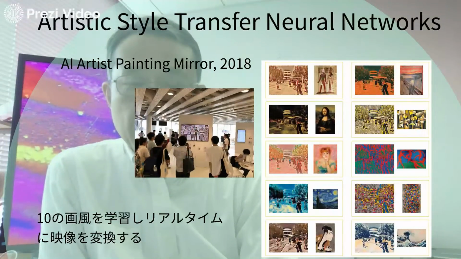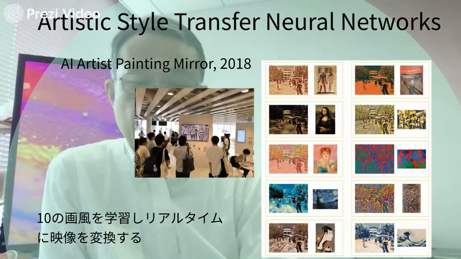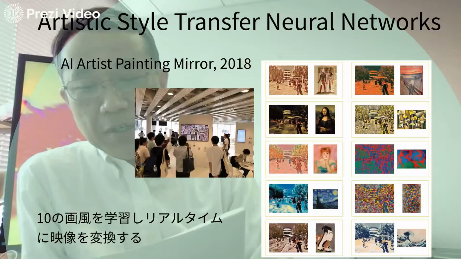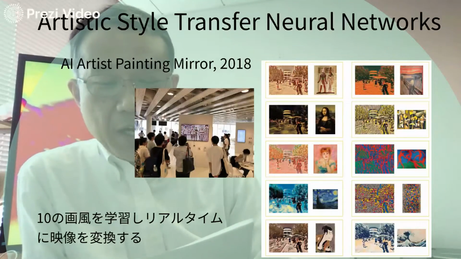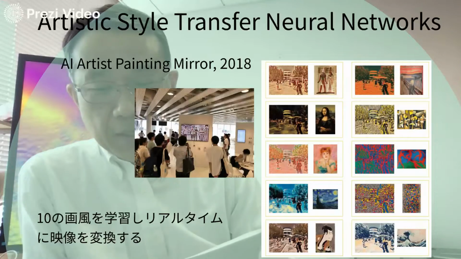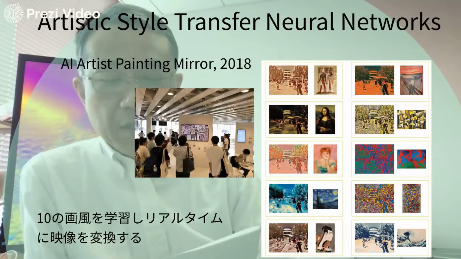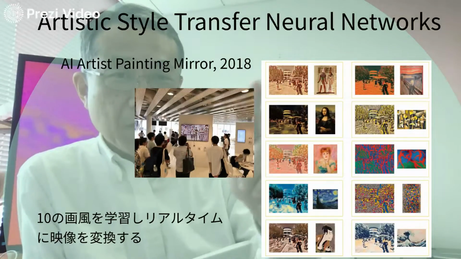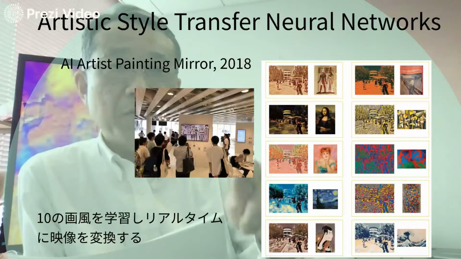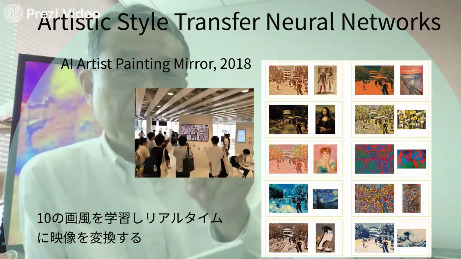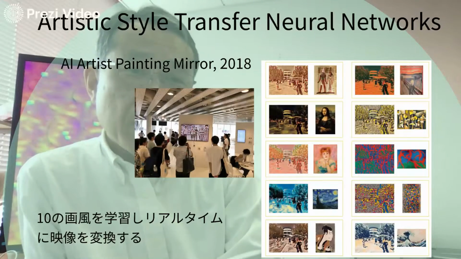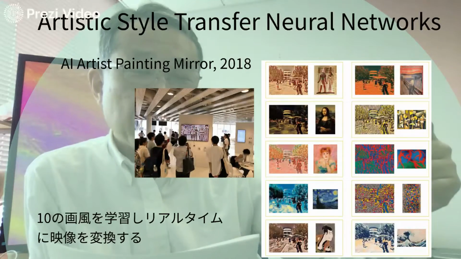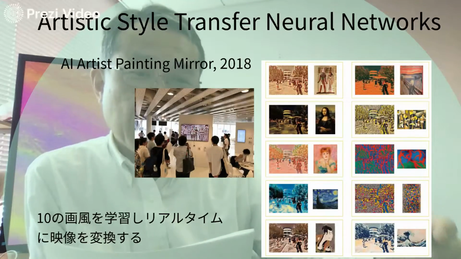In 2018, I developed AI Artist Painting Mirror. This works transforms images from camera into an artistic style in real time, like a mirror. Using deep neural networks, this AI learned 10 painters' styles in advance. This is a list of the artist styles and examples of transformed data. Egyptian, Da Vinci, Renoir, Van Gogh, Chirico, and Munch, Cubist, Matisse, Mondrian, and Hokusai.